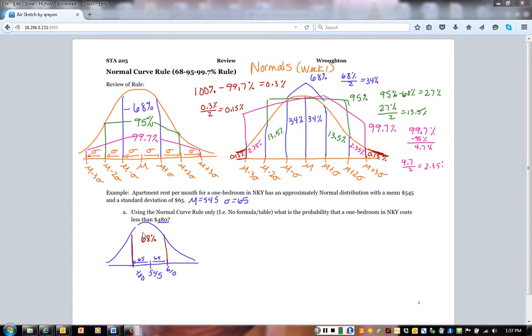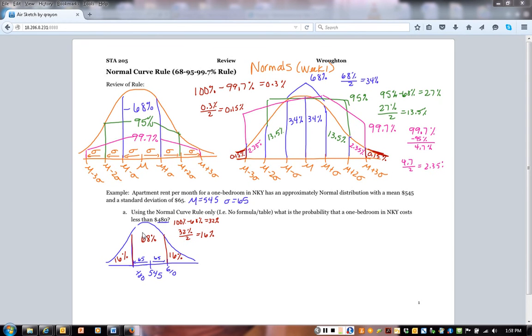How much do I have left to put on there? Well, there should be 100% in total. I've already put on 68%. So I have 32% left to add. 2 spots to put it in. So that means I'm going to have 16% here and 16% here.